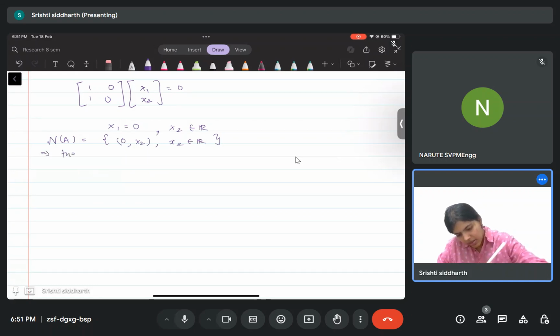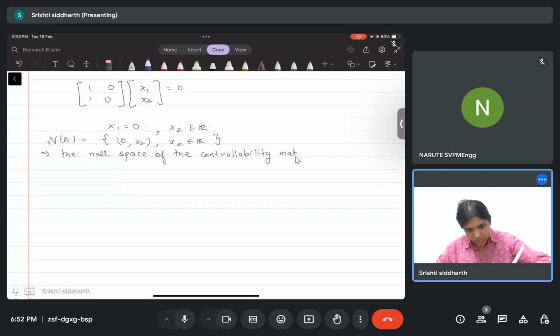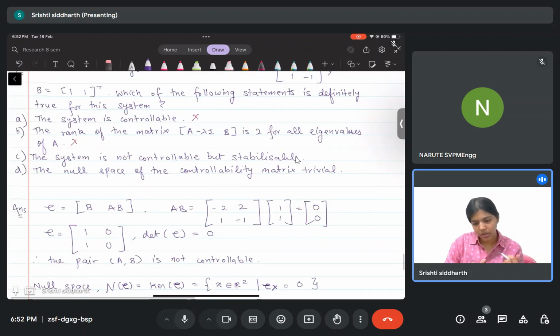That the null space of the controllability matrix is not trivial, because it contains more vectors than the zero vector. So this statement is correct. And now we have to figure out whether the system is stabilizable or not.